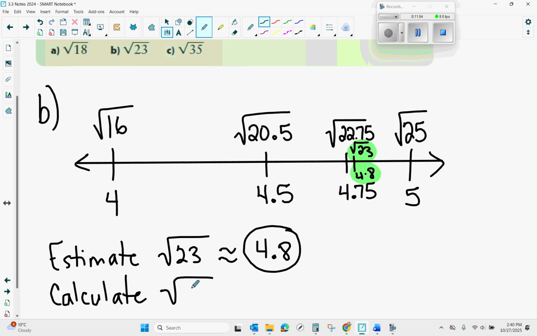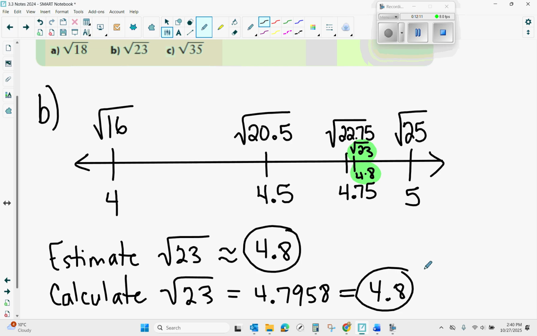And then if you plug it in your calculator, the square root of 23 is 4.7958, which is 4.8 as well. These squiggly equal signs mean approximately. This usually means exact. Try the last one.